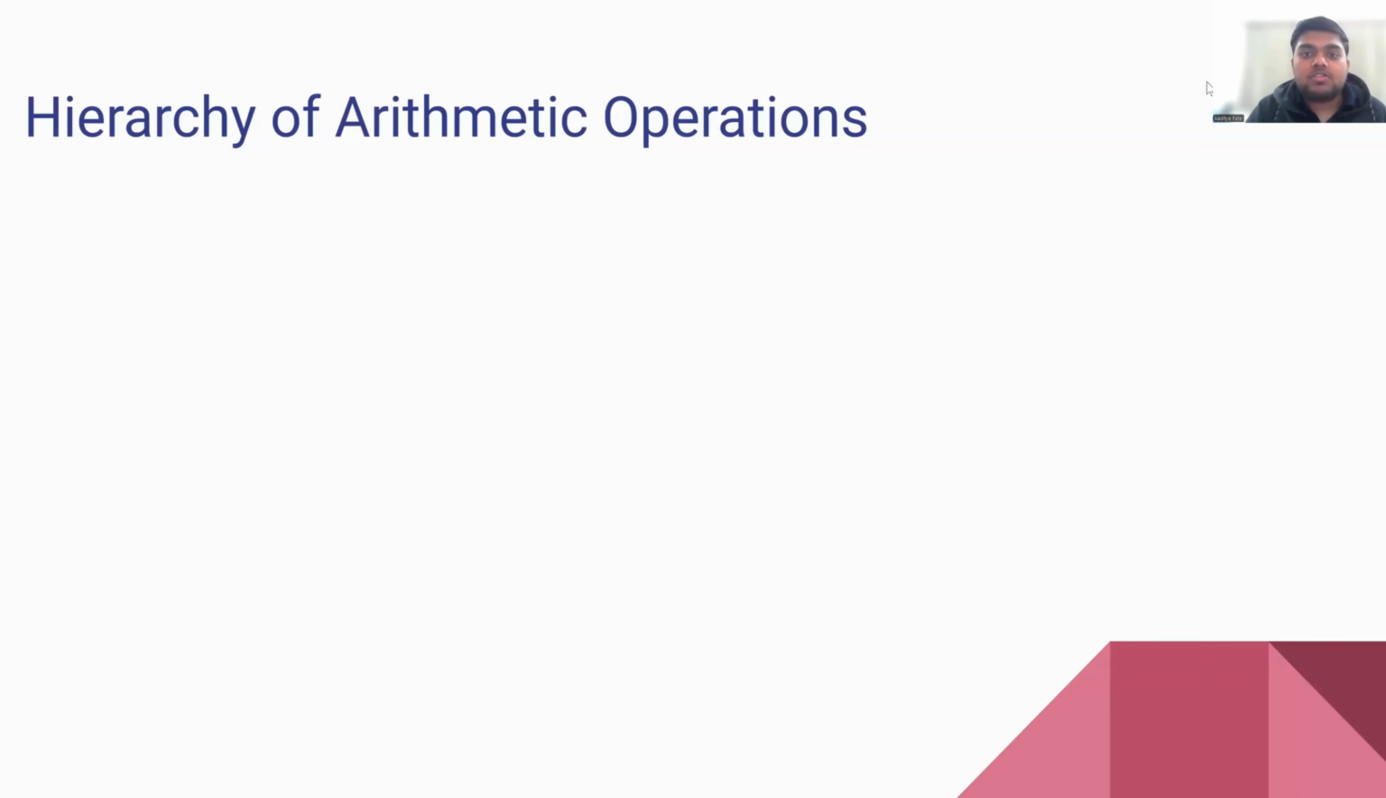Hello learners. So after learning about what the numbers are and how to find the factors of a number, let us now look at the hierarchy of arithmetic operations followed by the rules of divisibility. So let us quickly jump into the concepts and solve some questions.